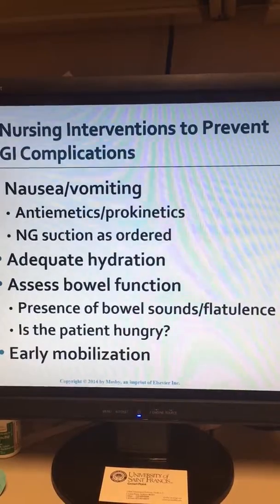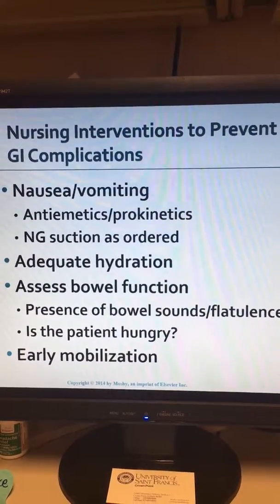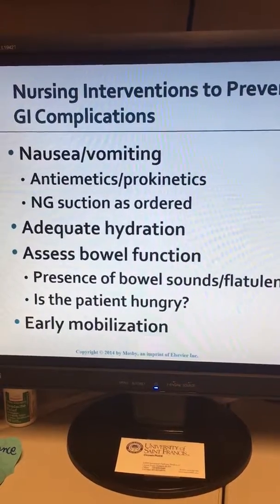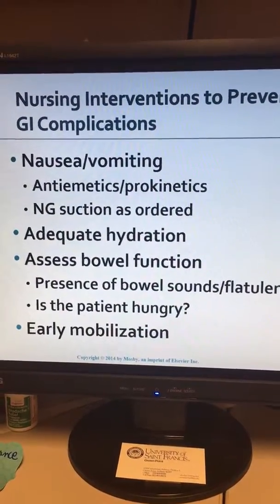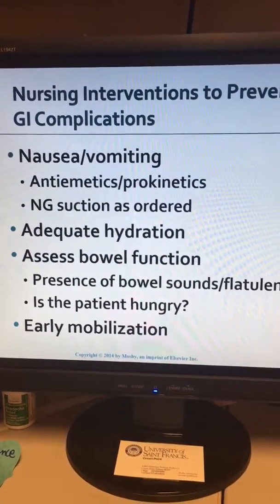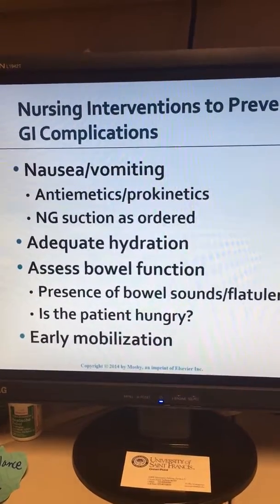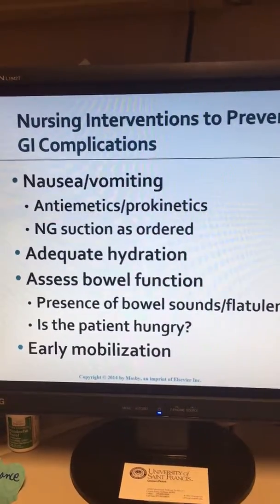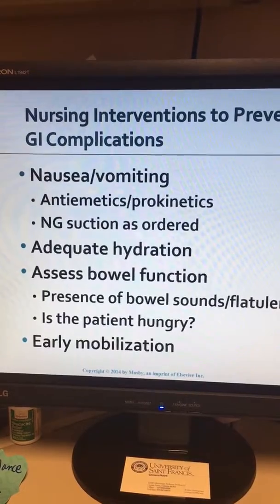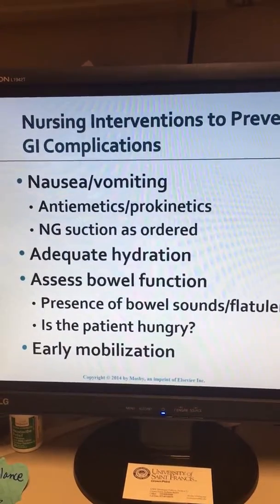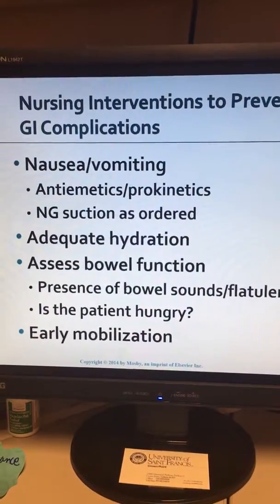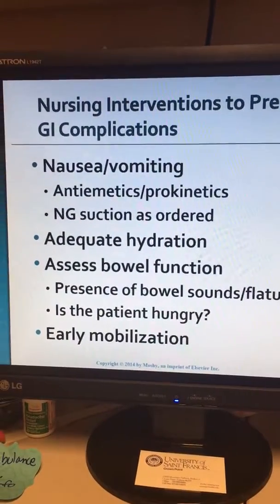Let's see. Other things, so if they have nausea and vomiting, we give them antiemetics, prokinetics to help GI motility. We can give them an NG tube if they have an ileus. Give them adequate hydration, so IV fluids. Assess their bowel sounds. If they are complaining of gas pains, not being able to move, etc., we can get them up and walk them.